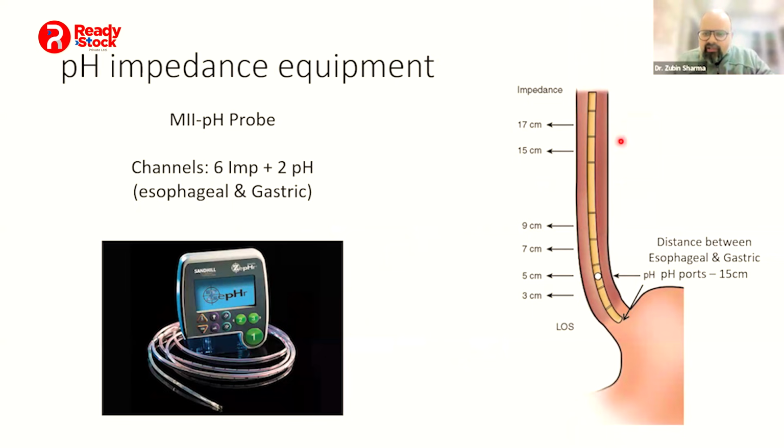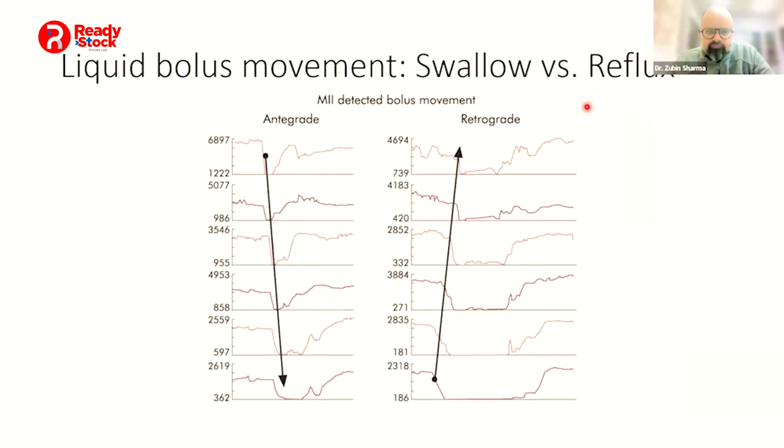Once you are inserting it, you insert the distalmost sensor in the stomach, where you are measuring the gastric pH, and then the other one is 5 centimeters above the LES. So you are measuring the esophageal pH with the esophageal pH sensor, and the rest are the rings which measure the reflux in the esophagus, and it goes up to almost 17 or sometimes even 22 centimeters level.